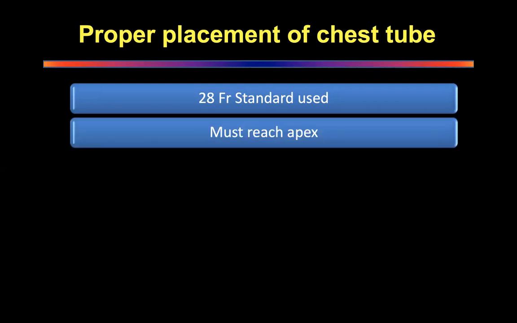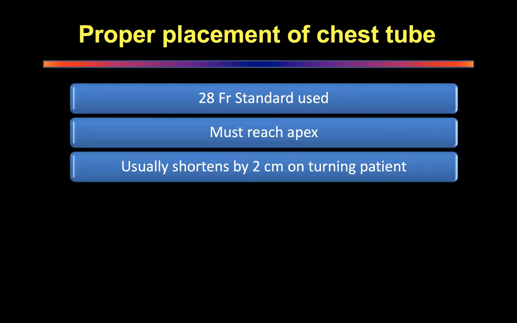The drain must reach the apex because air rises to the top. So you must make sure that the drain doesn't get stuck in the bottom, or doesn't get stuck between the fissures. Very often I've seen people put a drain and it's lying between the fissures on the way to the top. So it's not good. It must be extrapleural, meaning within the pleural space, but extra lung, extra visceral pleural, not within the fissures of the lung.